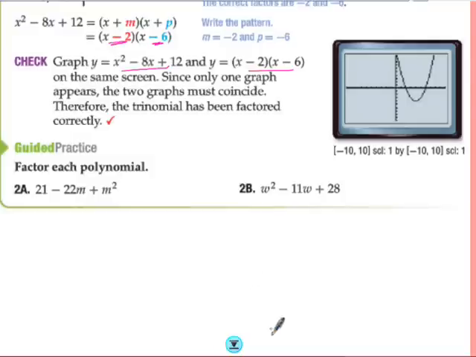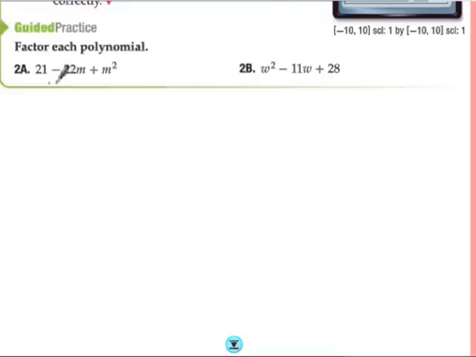So just like what we just did, the only difference is that now we have some difference in sign. I'm going to rewrite this one so that it is m squared minus 22m plus 21. And then we're looking for factors of 21 that add up to negative 22. So we have negative 1 and negative 21, or negative 3 and negative 7. Pretty simple here. Those add up to negative 22. So my answer is going to be m minus 1 and m minus 21.